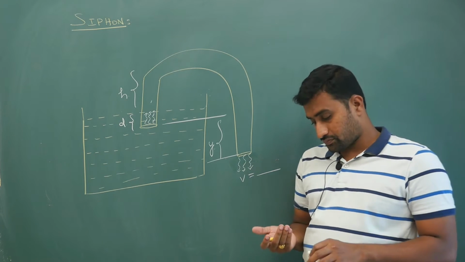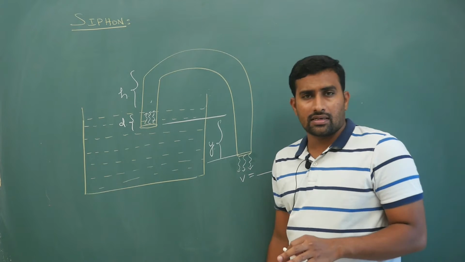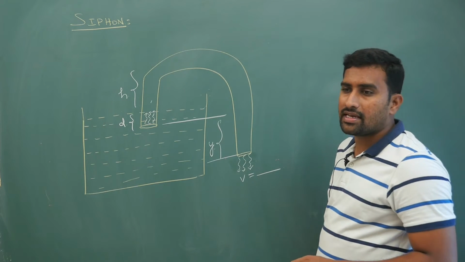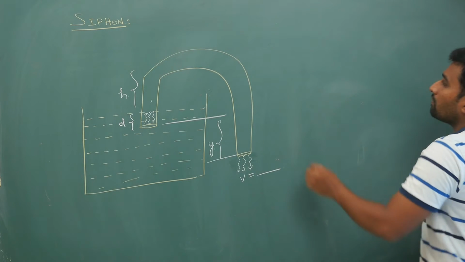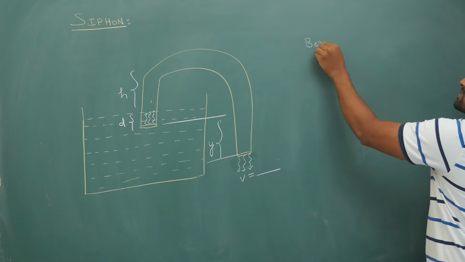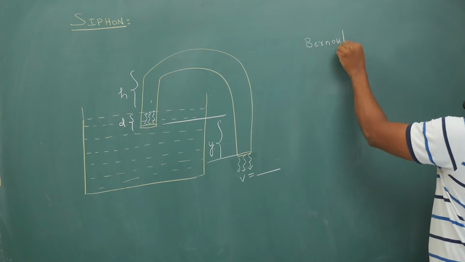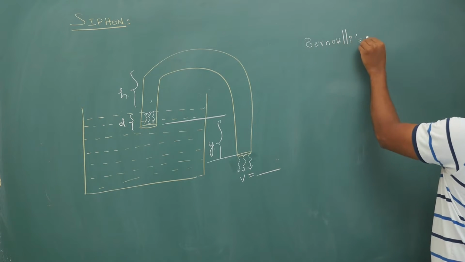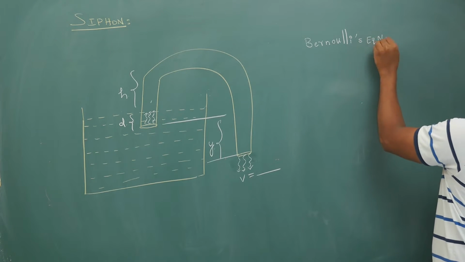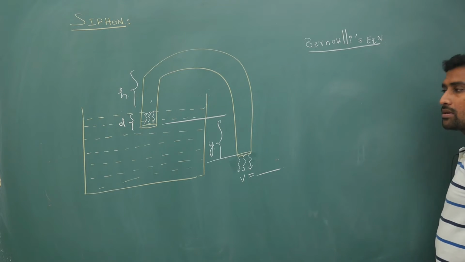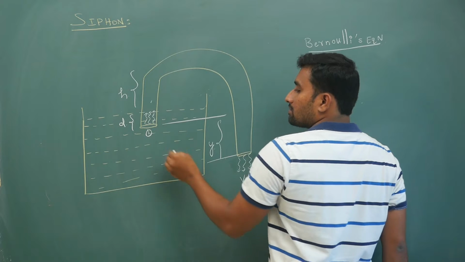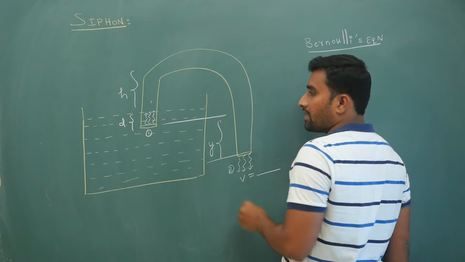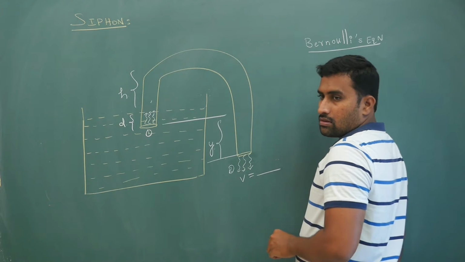Now many people will try to apply Bernoulli's equation here. Bernoulli's equation you have to apply between two points. So this is your first point and this is your second point. If you take these, it is wrong.